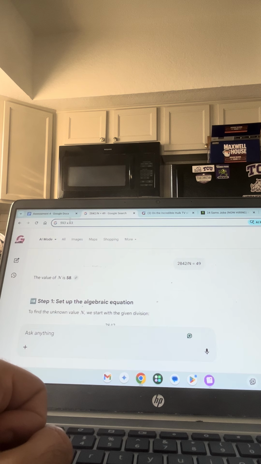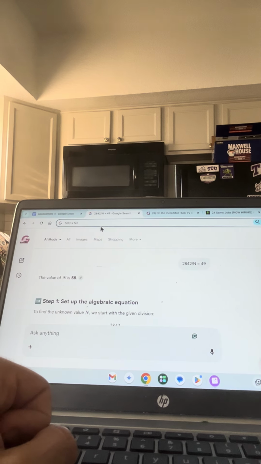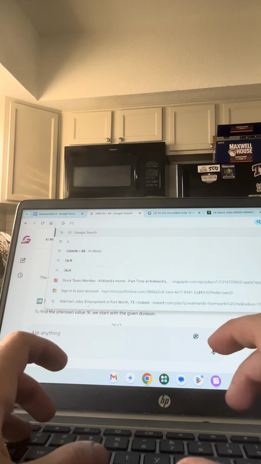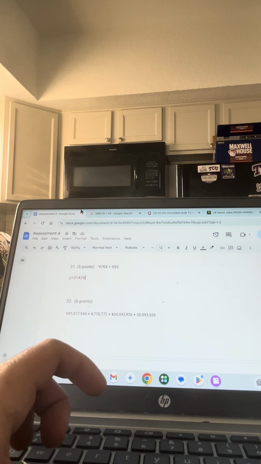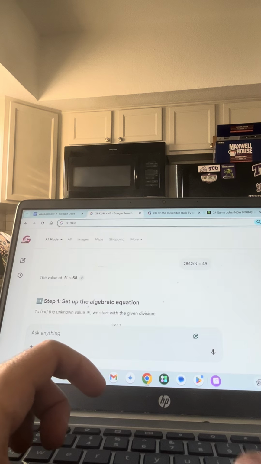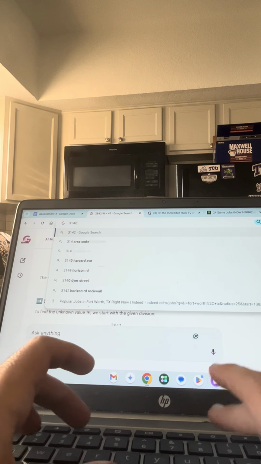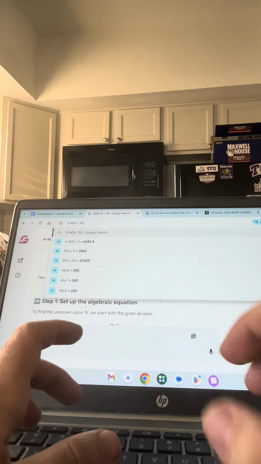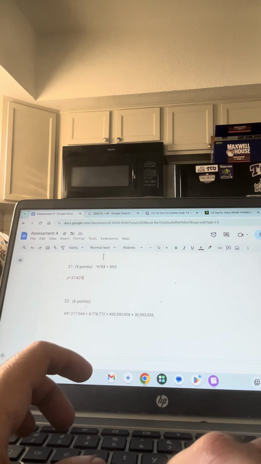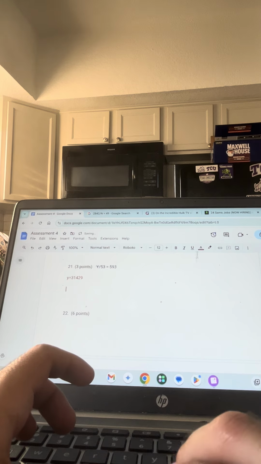If I punch that in just to verify it. 31,429. Let's try it. 31,429 divided by 53 is equal to 593. That's correct. So you got full points for that one.